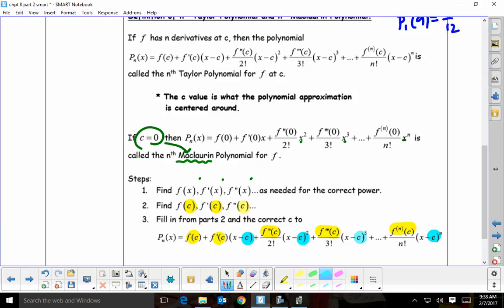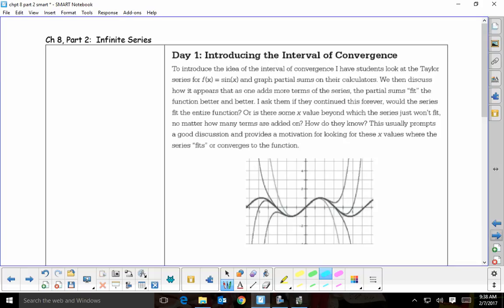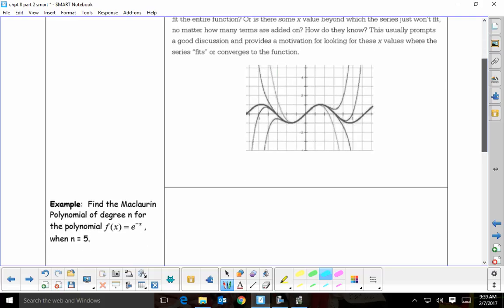So we're kind of getting the pattern down. And basically, as you get more terms, you can get a better and better approximation, a better fit. That's a power series. We'll get to those.